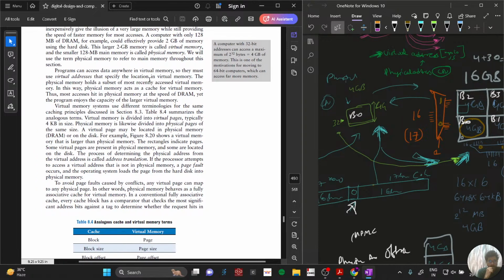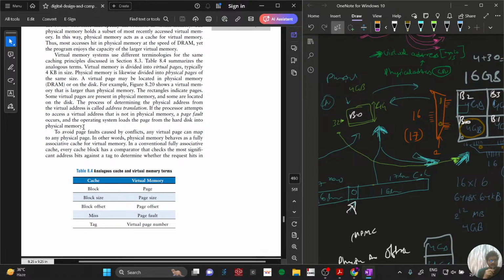Okay, in cache we have terminologies like set associativity, number of ways, block size, number of cache blocks, and direct map, like how the address is mapped, all these things. Okay. This summarizes the analogous terms.